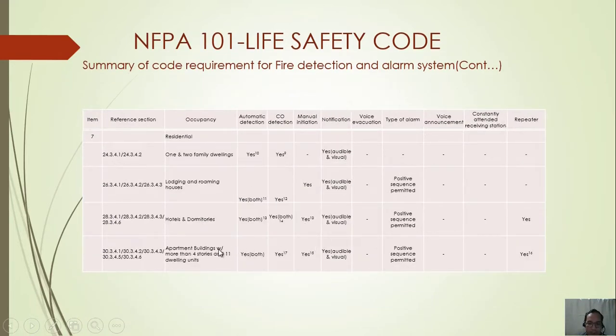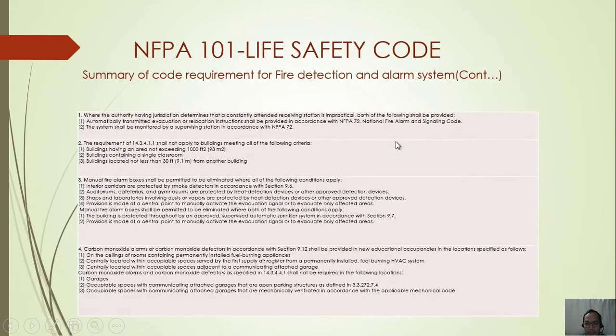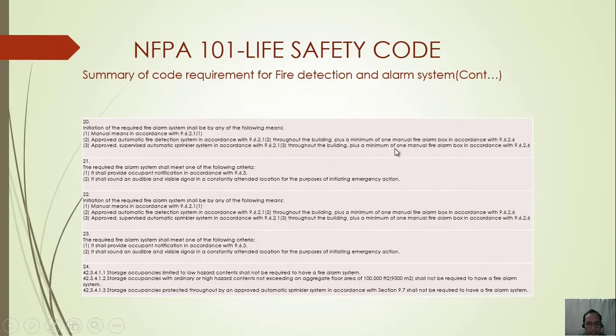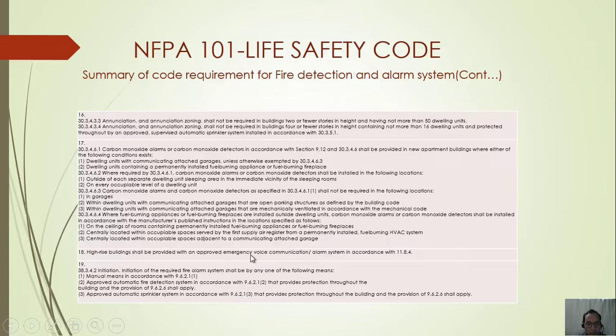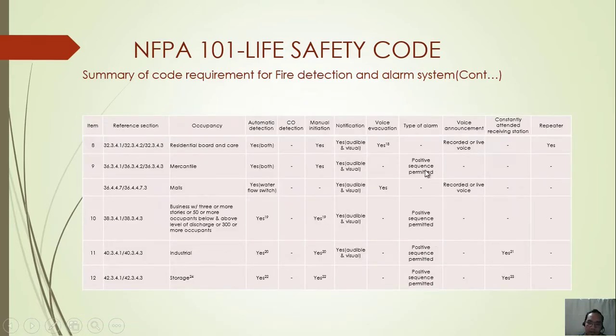Under apartment buildings. Okay, now for note 18, under residential board and care, we have notes on voice evacuation. We'll see what is 18. High-rise buildings shall be provided with an approved emergency voice alarm system in accordance with 11.8.8.4. So just check this clause, guys. It's a straightforward requirement, so no need for me to discuss this, I think.